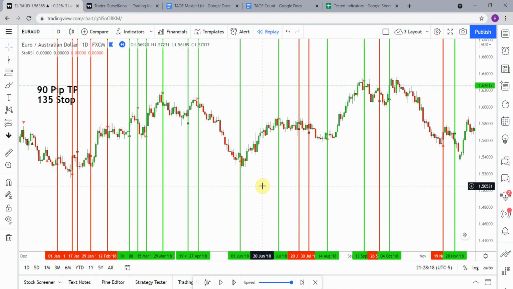But for now, we are going to have to put this one on the no list, and we will move on to the next indicator from here.